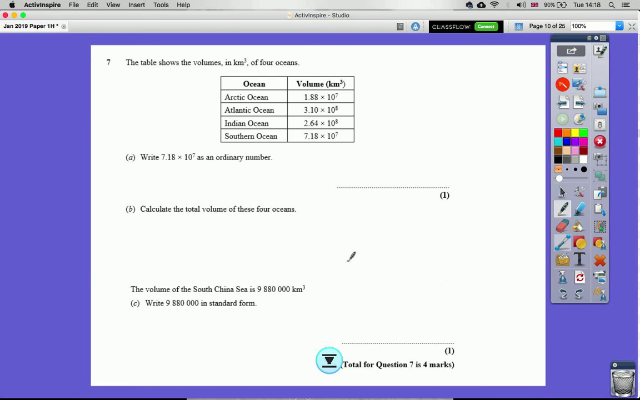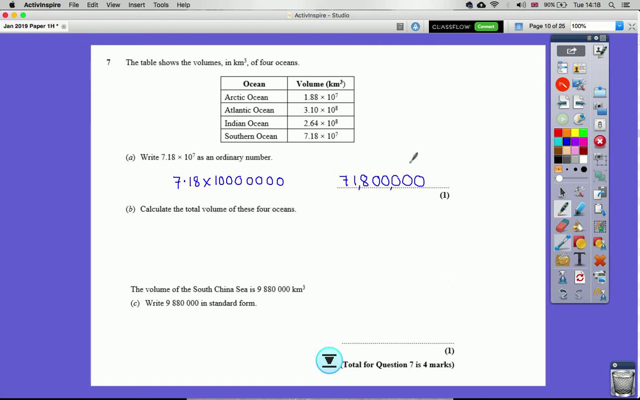Standard form. The table shows the volumes in kilometer cube of the 4 oceans. Write down 7.18 times 10 to the power of 7 as an ordinary number. So that is 7.18 times 1, 2, 3, 4, 5, 6, 7. So what's going to happen? The digits are going to move 7 units to the left, right? So you get 7, 1, 8 followed by 1, 2, 3, 4, 5 zeros, which is 71 million 800,000.